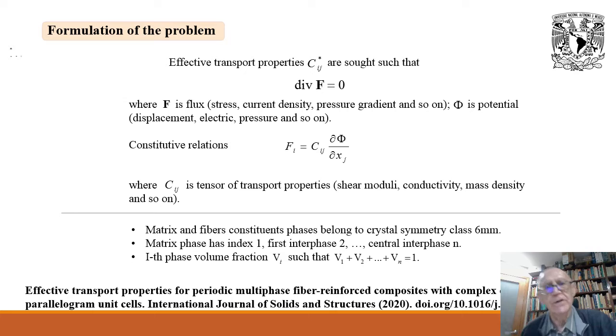Here we have the formulation of the problem. F is the flux, phi is the potential, so divergence of F equals 0, where F is proportional to the gradient of the potential. The proportionality constants are transport properties, in this case a tensor 2 by 2, which belongs to the crystal symmetry 6mm. Each property occupies a certain volume fraction, Vi, and the total sum equals 1.